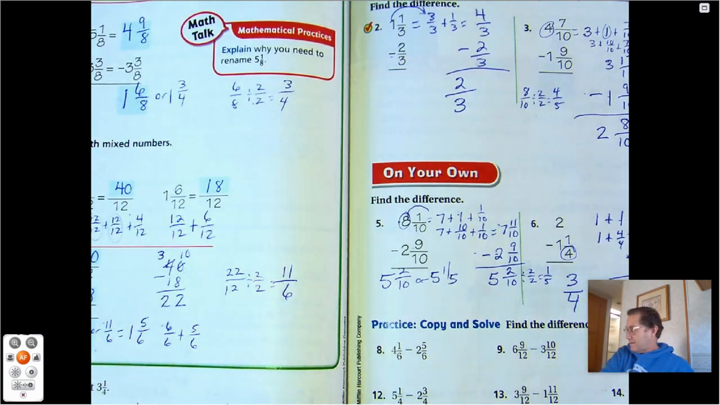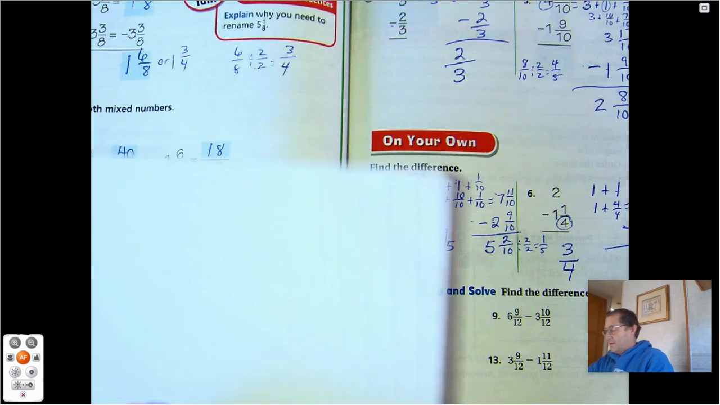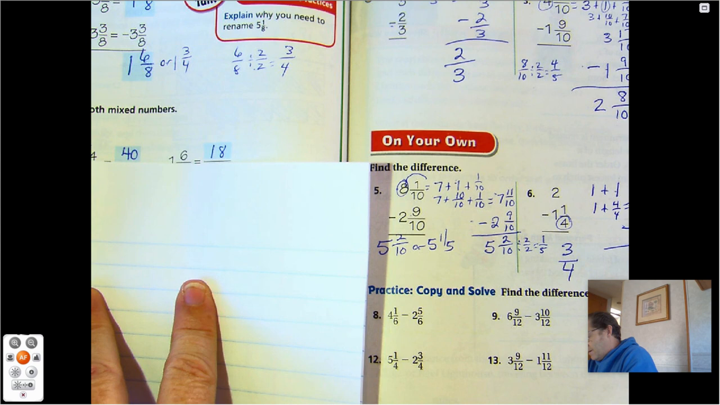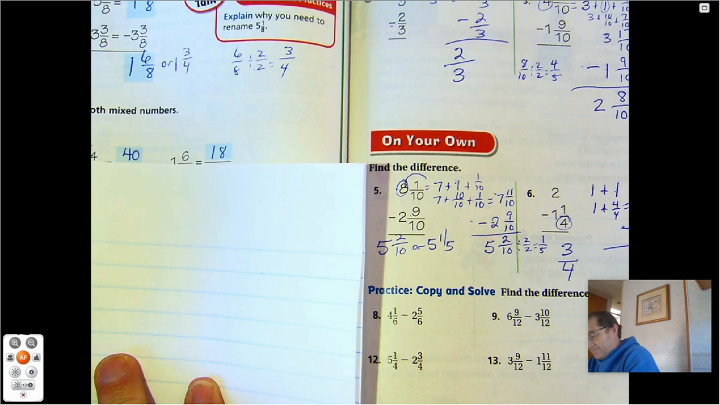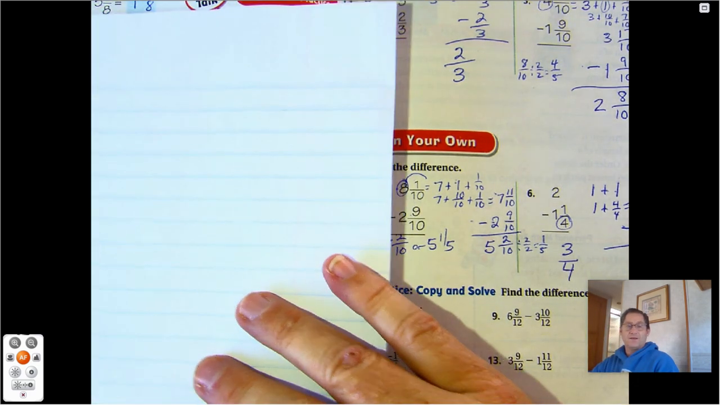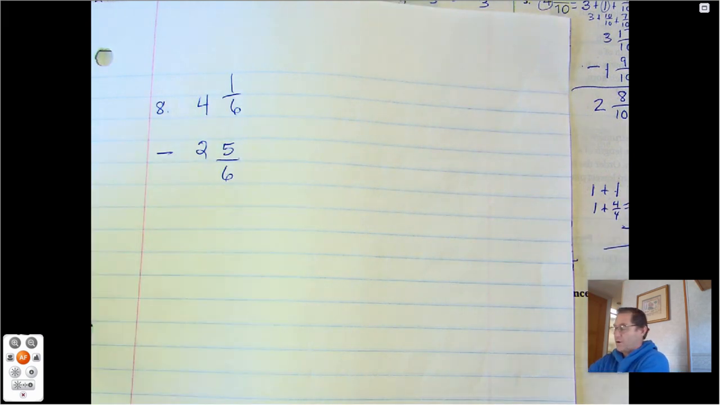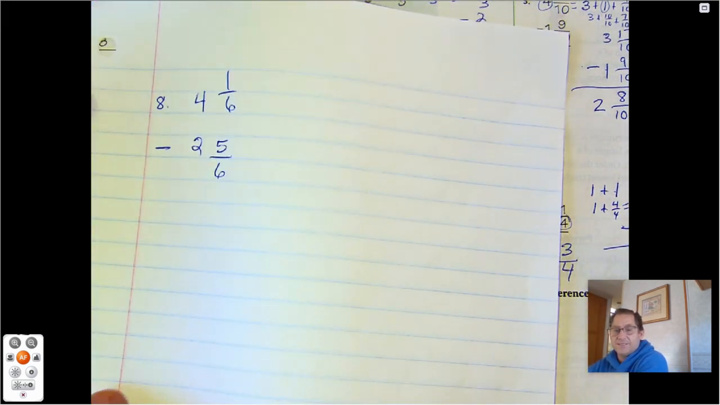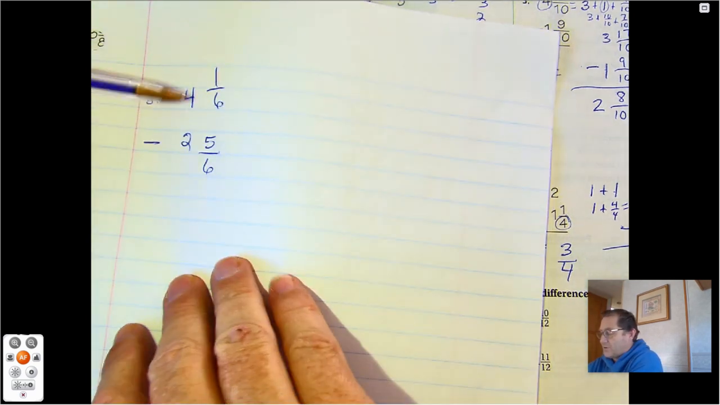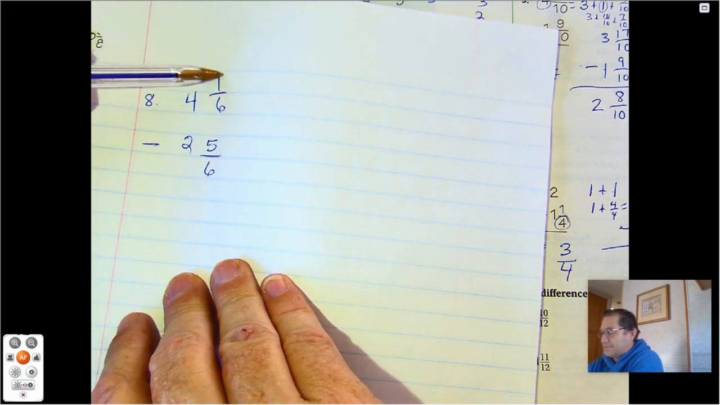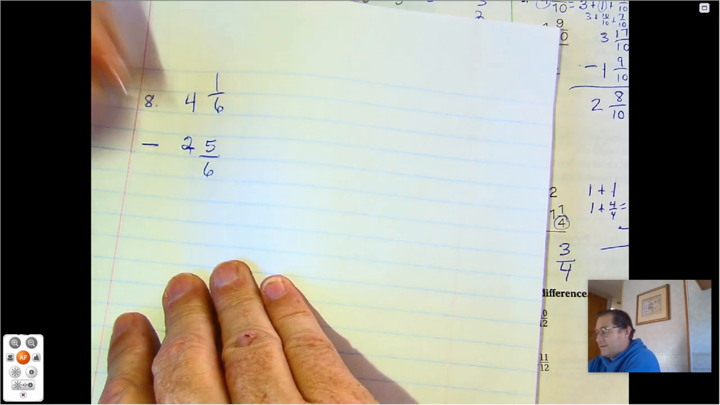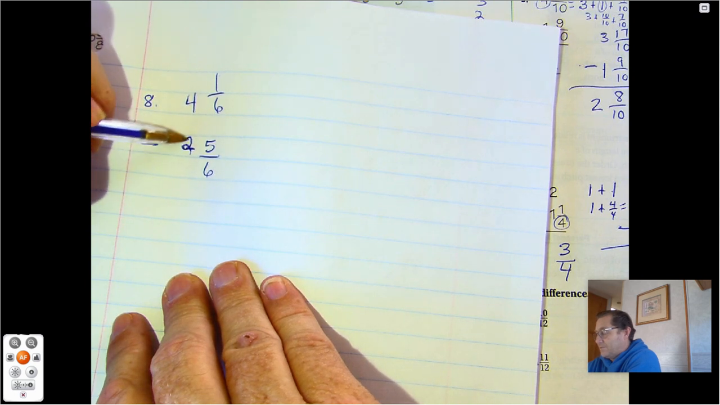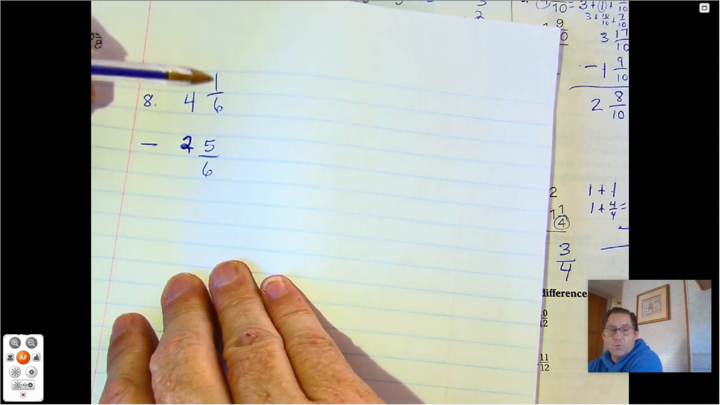All right, number 8. Just to give ourselves some space, we probably should do this on scratch paper. And so number 8, 4 and 1/6 take away 2 and 5/6. So you'll want to write them vertically like this. It just makes it easier to see the math problem. Okay, so I can't take 5/6 from 1/6.